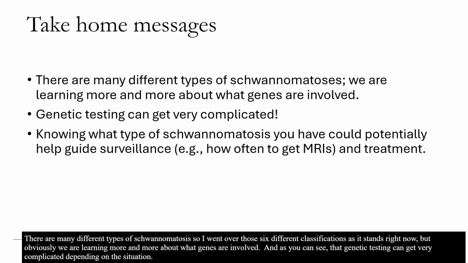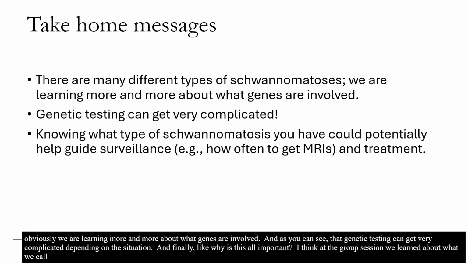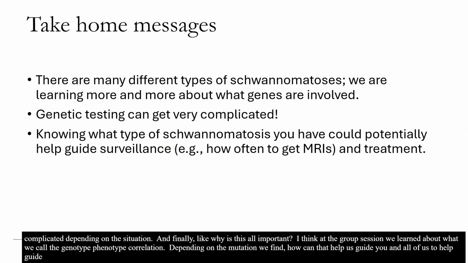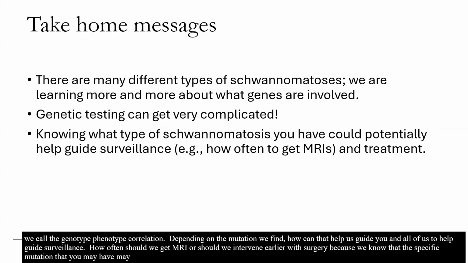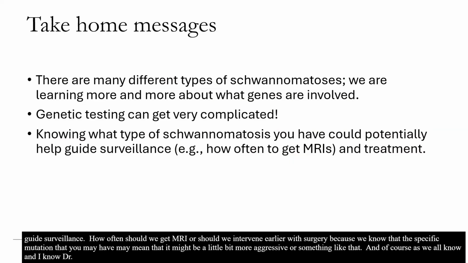And finally, why is this all important? I think at the group session, we learned about what we call genotype phenotype correlations. Depending on the mutation that we find, how can that help us guide surveillance? For example, how often should we get MRIs? Or should we intervene earlier with surgery because we know that the specific mutation you may have might be a little bit more aggressive? And of course, I know Dr. Pocken will speak later to this as well with the Intuit NF2 trial, it can also inform treatment options as well.